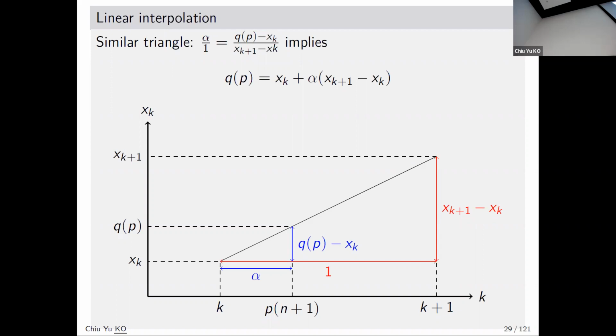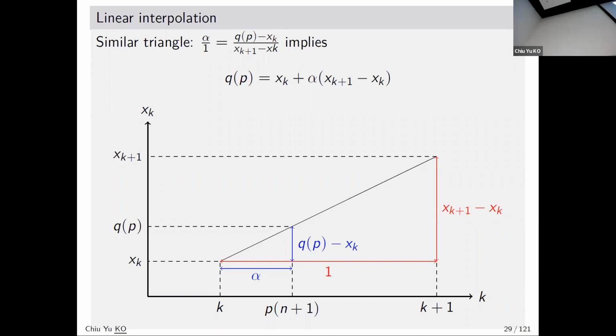How to do similar triangle here? Let's look at the blue and the red in this diagram. The blue and the red are the similar triangles. And you learn from math, or the tangent problem, the ratio of the same side to the other side. So alpha over 1 is the same as this. Alpha is 0.75 over this distance, which is 1.